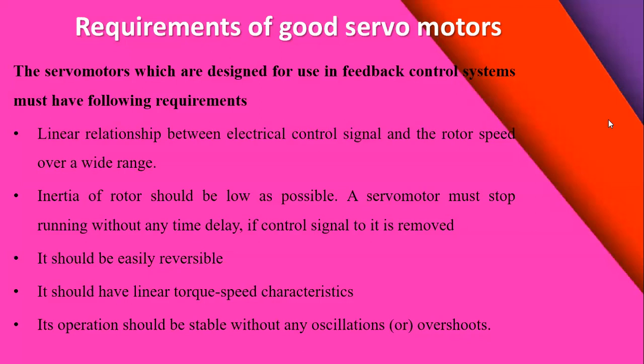Next, it should have linear torque speed characteristics, because the mechanical output that we are getting should have that linear torque speed characteristic, then only we can obtain the proper output from the device. Next, its operation should be stable without any oscillations or overshoot. So these two are disturbances. If the disturbances happen in the system, then there is a malfunction. That's why oscillations and overshoot should be negligible. So these are the main requirements for a good servo motor.